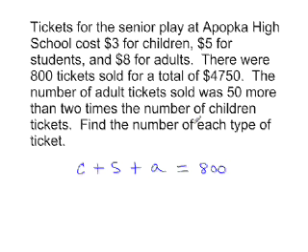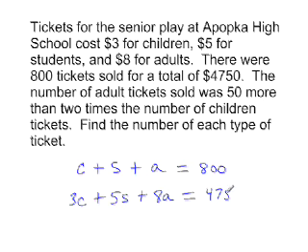We also know that the total amount of money was $4,750. So $3 for each children ticket, or 3C, plus $5 for each student ticket, 5S, plus $8 for each adult ticket, 8A. All of this money added up must equal $4,750.